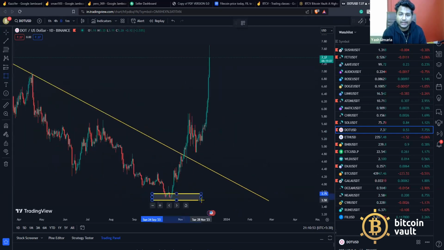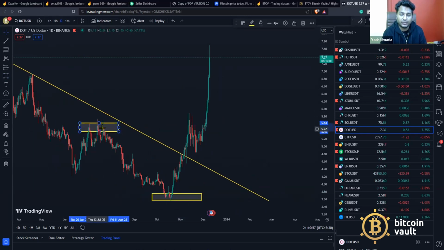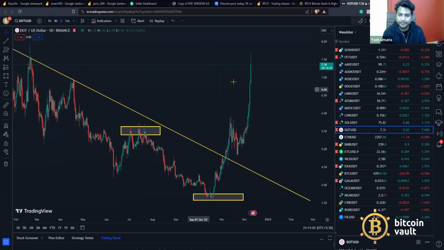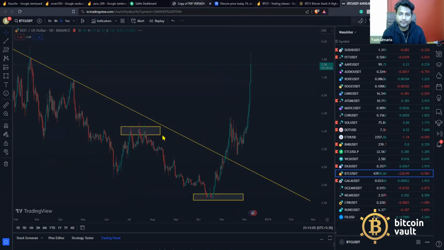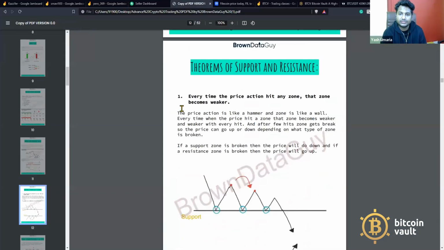Resistance means the market is moving in a downward direction because we have lots and lots of sellers. That's it. Now let's move to the next part, which is theorems of support and resistance. The first theorem is very simple.